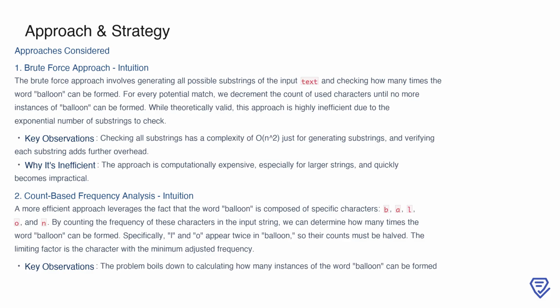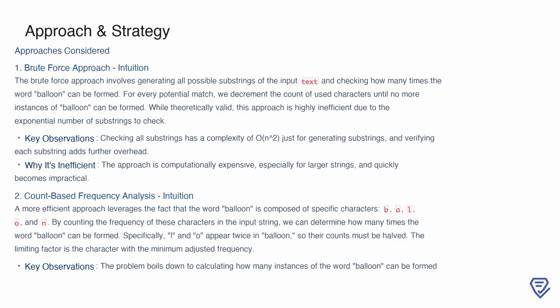The brute force approach relies on generating all possible substrings of the input text and then checking how many times the word balloon can be formed. As we identify matches, we decrement the count of used characters until no more instances of balloon can be created. While this method is theoretically valid, it is extremely inefficient due to the sheer number of substrings that need to be processed. Generating substrings alone has a time complexity of O(n squared), and verifying each one adds even more overhead. This makes the brute force approach impractical for larger inputs.